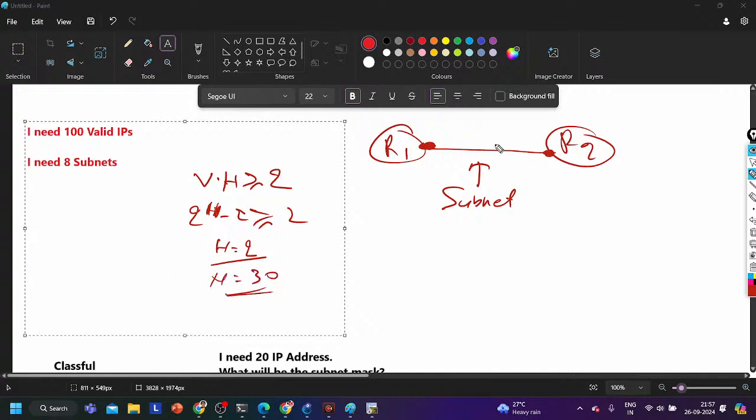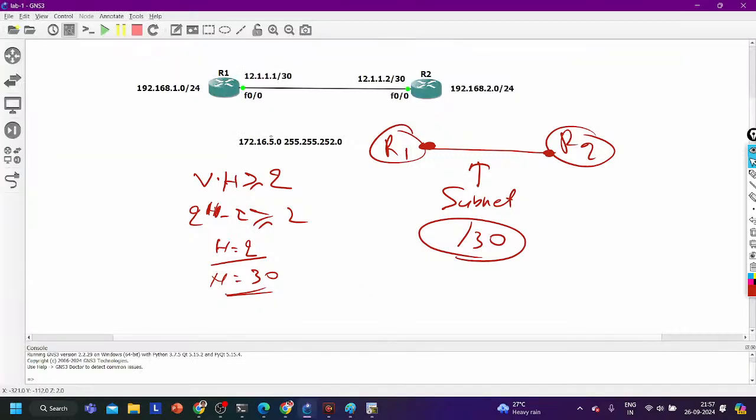So between routers we will always be using /30. Even you can see in my GNS3 I am using /30. The reason is that I need only 2 IP addresses here.